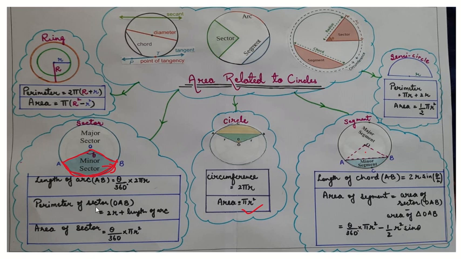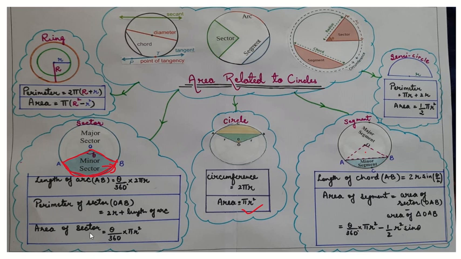What is the perimeter of a sector? It is 2r plus the length of the arc. For the sector OAB, the overall perimeter is 2r plus the length of the arc. As you know, the length of an arc is theta by 360 into 2 pi r.